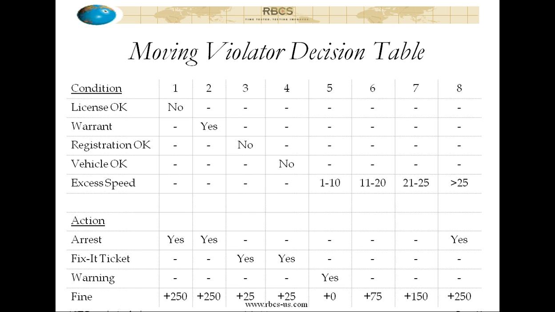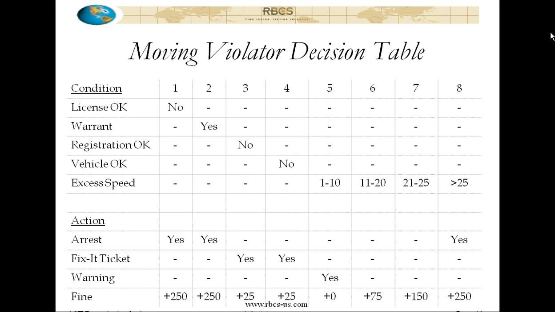This is a decision table that's defined, and those of you who listened to the decision table presentation will remember this one. We have a decision table that calculates a fine for someone who's been pulled over by the police. So we've got 4 independent conditions here: whether the license is okay, whether there's a warrant for their arrest, whether the registration is okay, and whether the vehicle is okay. These are non-exclusive rules. You should remember that from the decision table discussion before.